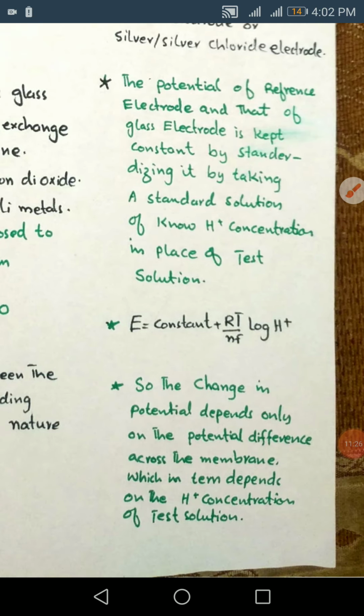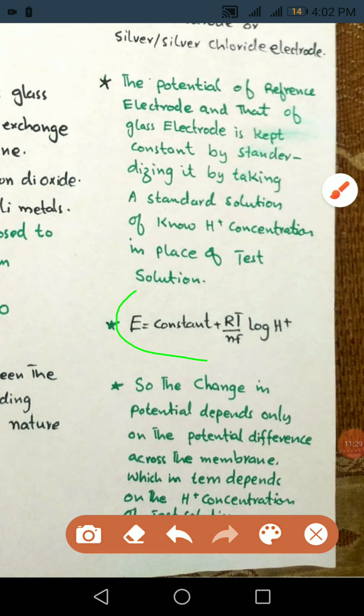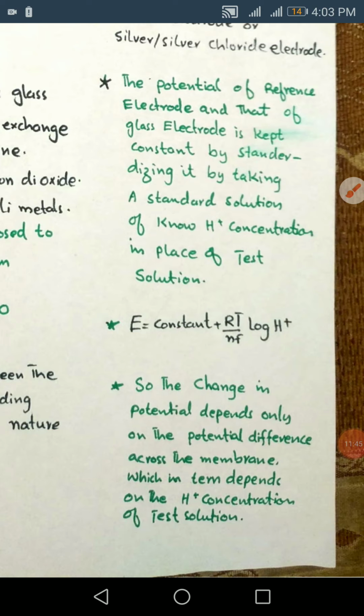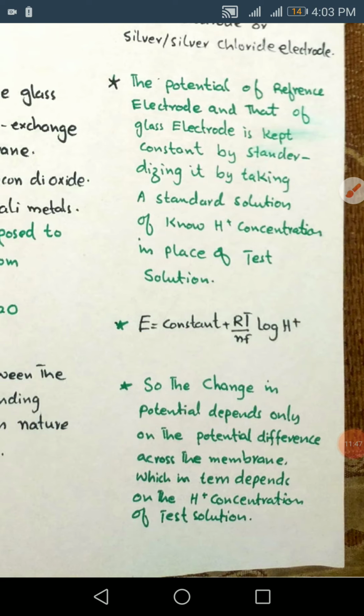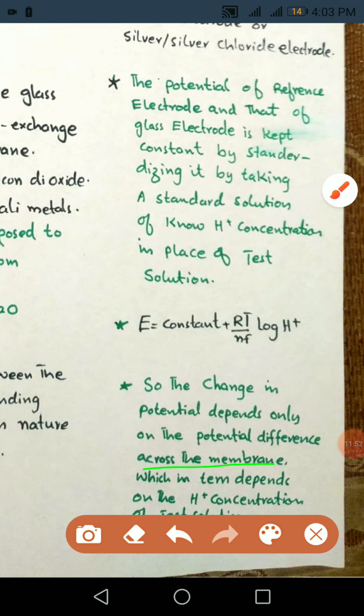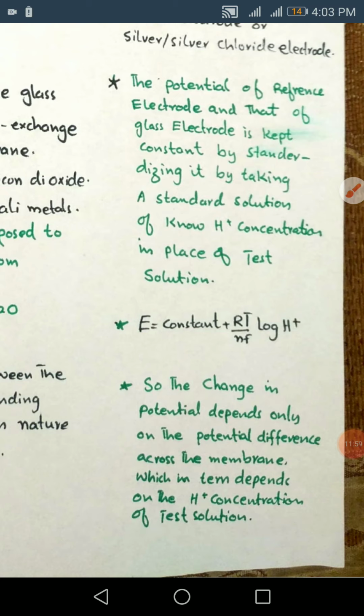The most important point in this whole lecture: the potential of the whole cell will be equal to a constant potential plus (RT/nF) log H+. We have to keep all other potentials constant except the potential across the membrane. So the change in potential depends only on the potential difference across the membrane, which in turn depends on the H+ concentration of the test solution.